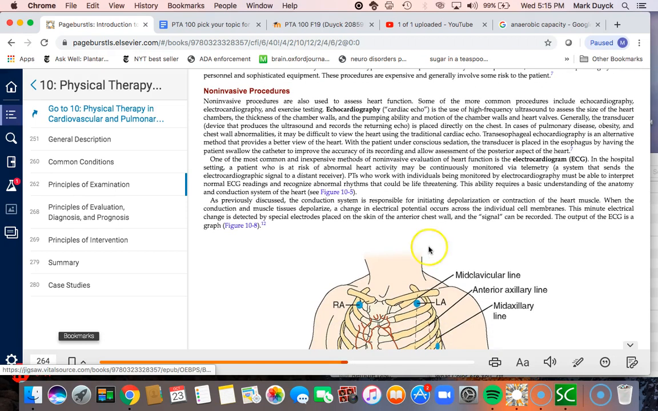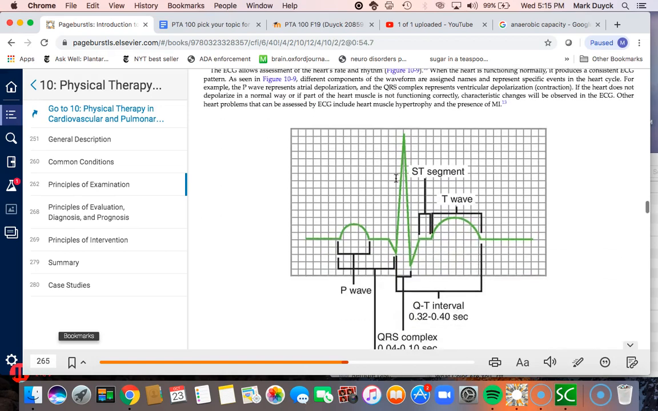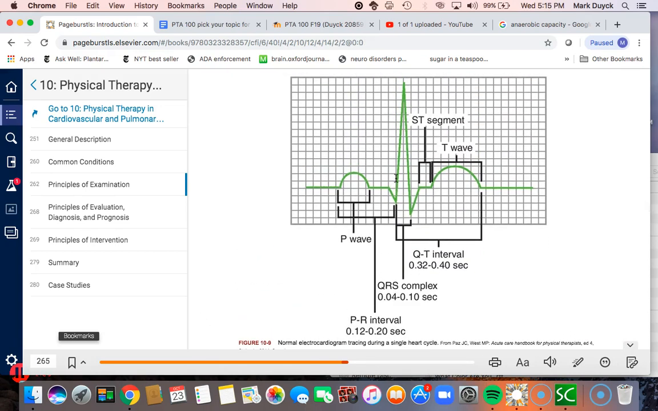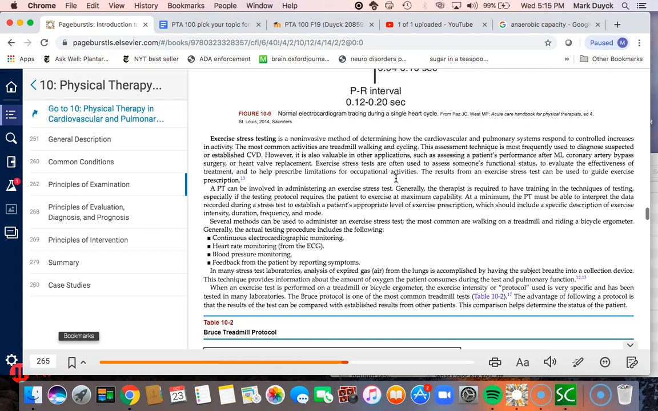Non-invasive procedures include the echocardiogram and the electrocardiogram. There's just a little bit of difference in the two. Both, again, are non-invasive. And here is what an electrocardiogram looks like. I'm not going to test you specifically on the T wave and ST segment, but I know you've learned these already. Exercise stress testing is important.